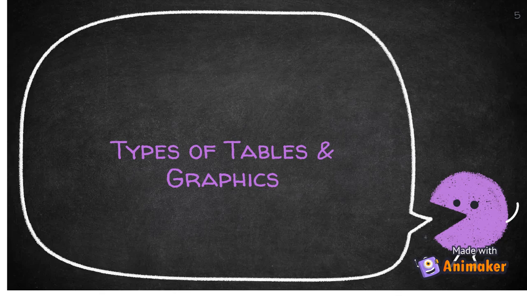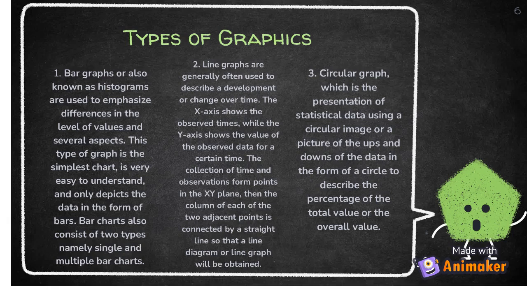Now, about types of graphics and tables. The first is types of graphics. 1. Bar graphs, also known as histograms, are used to emphasize differences in the level of values in several aspects. This type of graph is simple, very easy to understand, and only depicts the data in the form of bars. 2. Line graphs are generally used to describe a development or change over time.